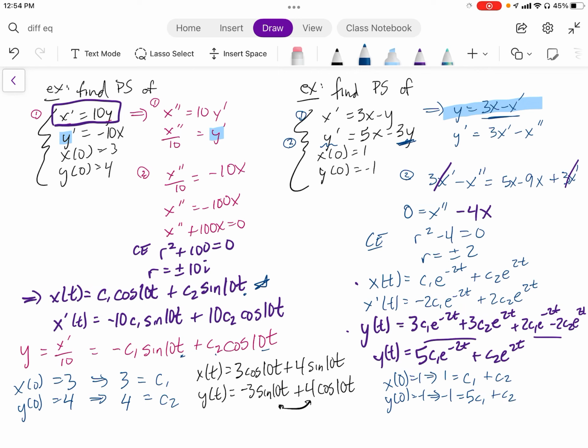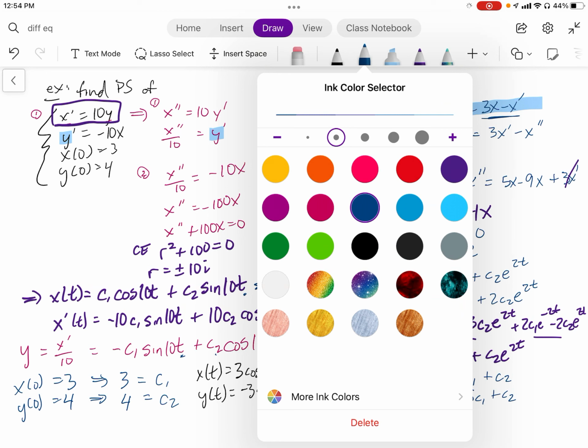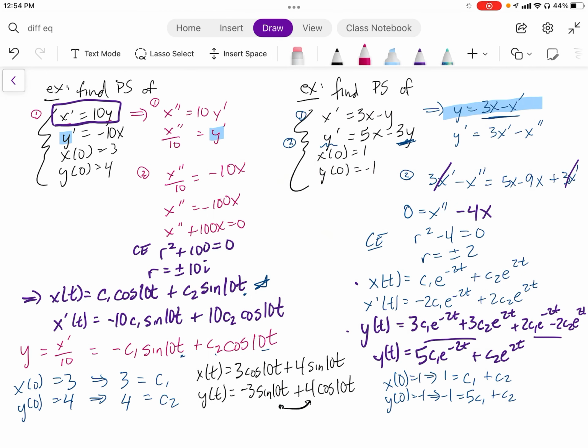Now we have a system of equations with c1 and c2, a system within a system, right? We had a system of differential equations, now we have a system of linear equations in c1 and c2. All right, let's get a new color in here. So I would say just subtract, right? Multiply this second one by negative. So we're going to just subtract these two. 1 minus 1 is 2. c1 minus 5c1 is negative 4c1, and then the c2's cancel. So c1 equals negative 1/2.